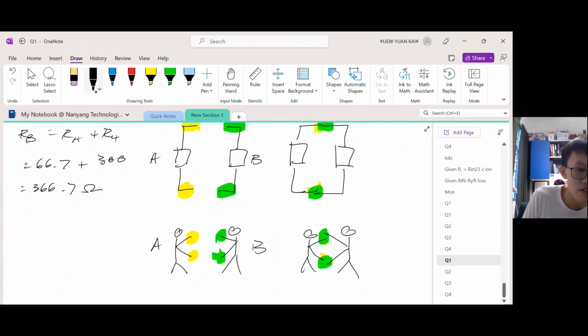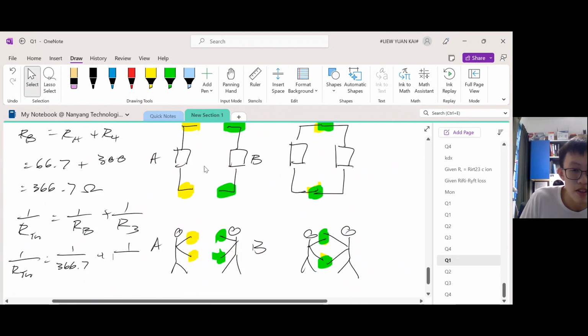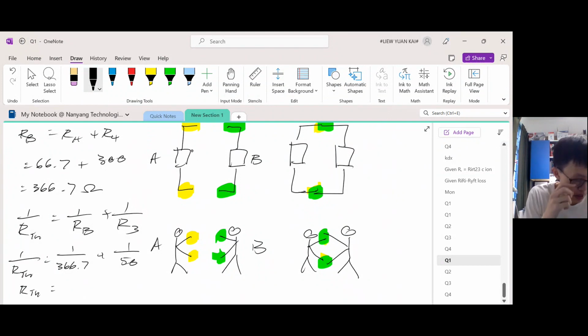So finally, we want to find R Thevenin. R Thevenin is the total resistance. So R Thevenin is equal to 1 over RB plus 1 over R3, all inverted. What's R3? 50. R Thevenin can be calculated to be 44.